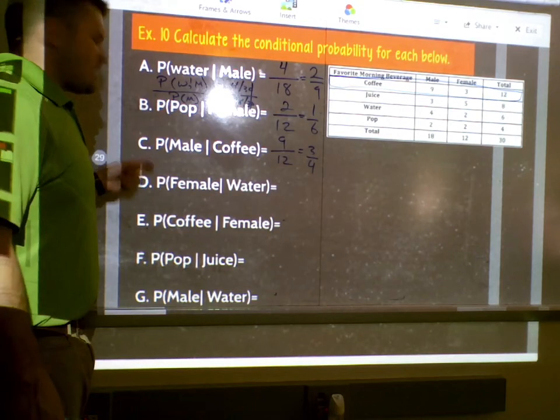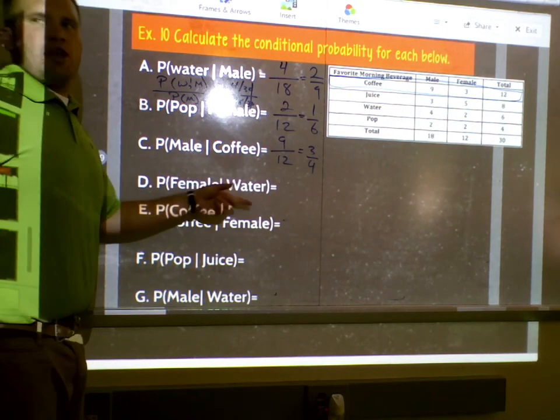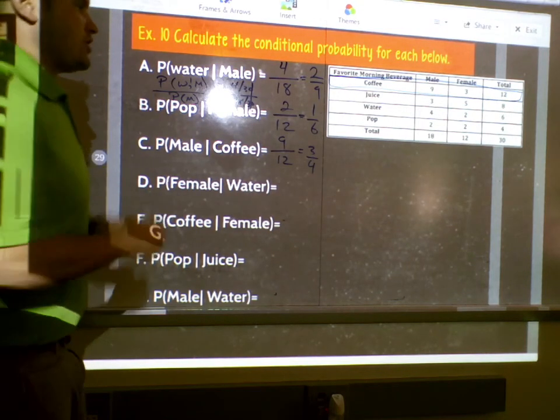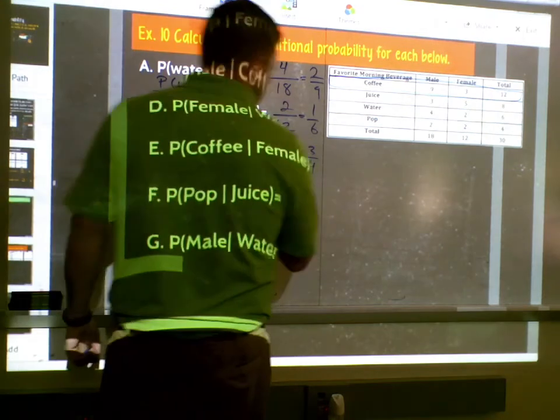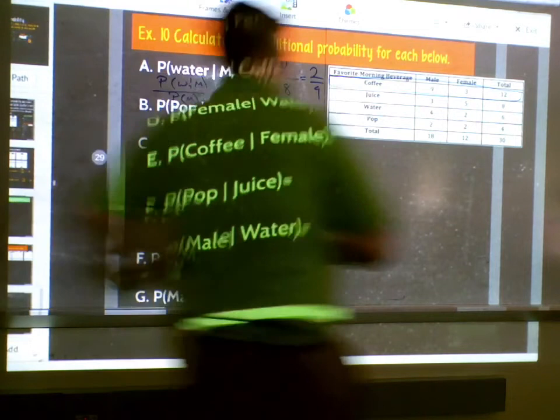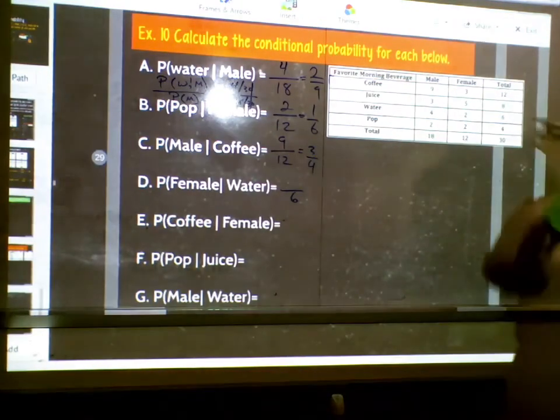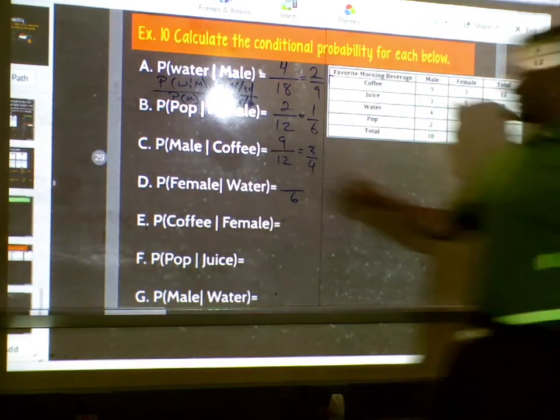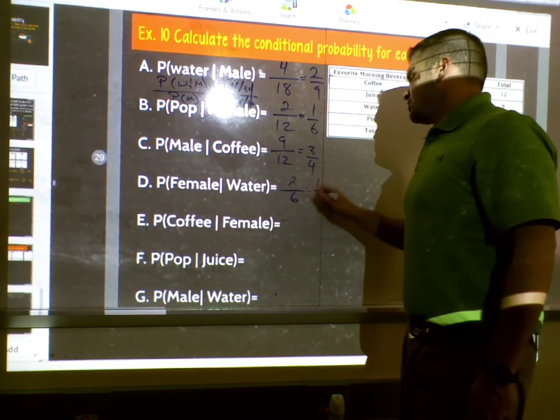This is saying in the water population, right? So how many total water drinkers are there? 6. Right? How many are female? 2. So of the water population, only 2 are female. So 2 out of 6 or 1 out of 3. Hey, I'm getting this.